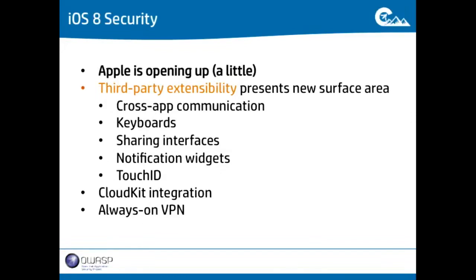Because iOS 8 came out just, I think, 2 days ago, I want to do a quick little blurb on it. Short answer is that Apple is opening up a little bit in terms of security. The biggest piece is this third-party extensibility component. So cross-app communication is now becoming much easier. We're seeing third-party keyboards, we're seeing sharing interfaces. You can now share out to third-party components where previously you couldn't do that. Notification widgets now can be third-party integrated. Touch ID, apps like Amazon now have access to Touch ID where they didn't before. CloudKit integration, always on VPN, some of the security features in iOS 8.